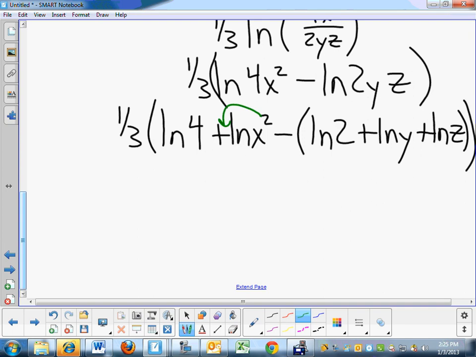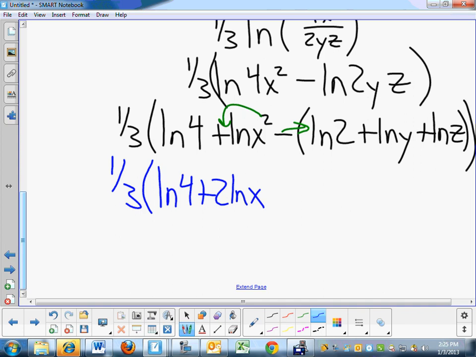Yeah, so I'm going to put the 2 out front. I'm going to distribute this negative all the way through. Let's do that. 1/3 times parentheses, natural log of 4 plus 2 natural log of x minus natural log of 2. Oh boy. Minus natural log of y minus natural log of z.